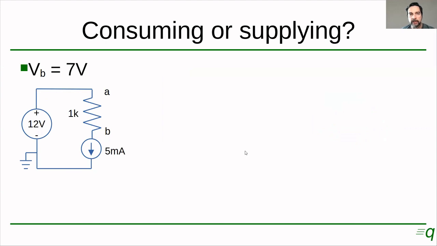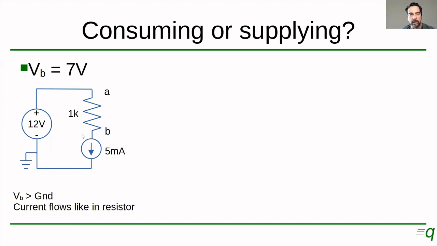Let's try to combine the solutions for these circuits with what we saw at the beginning of this video, right? Devices that consume or supply power. So this is the first circuit we saw today in this video. And we have a 12 volt voltage source and then a 1 kilo ohm resistor and then a 5 milliamp current source. And we solved this circuit and we ended up with a solution where the voltage at point B was positive, was greater than ground, right? And it was exactly 7 volts, if you remember.